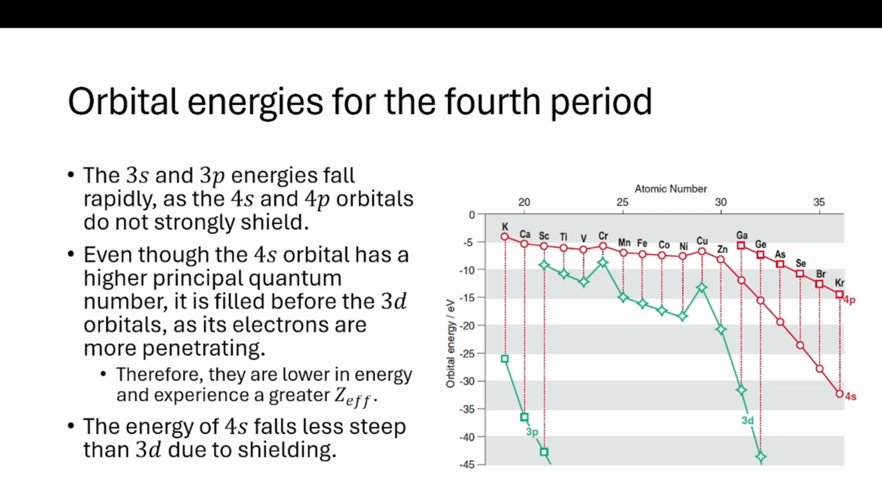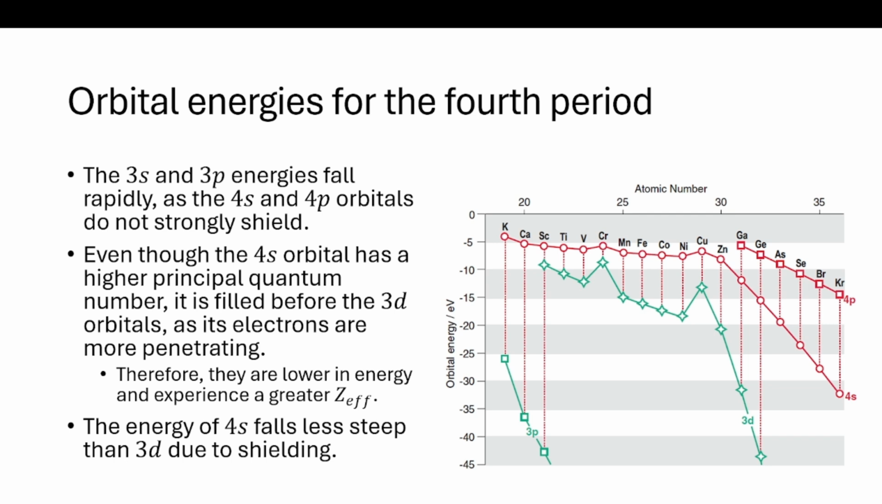Now, what do I mean by penetration? Back in chapter 2, the authors discussed what penetration was, which is the ability of an electron in an orbital to very much reach the nucleus and experience its positive charge. Now, because its electrons are more penetrating in 4s orbital, it's lower in energy and is going to therefore experience a greater effective nuclear charge.